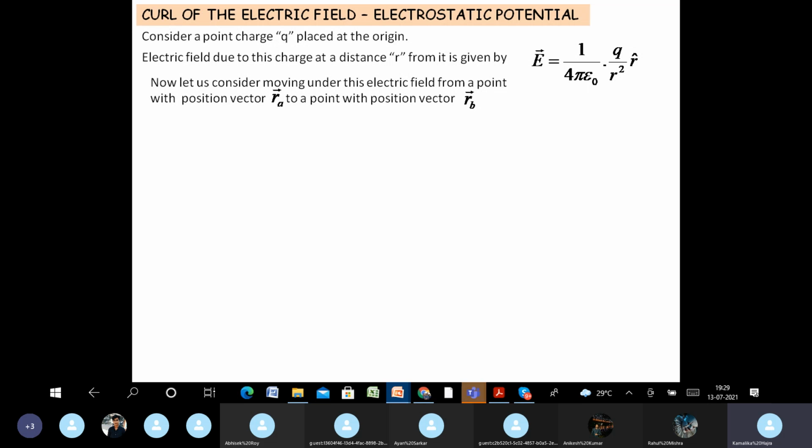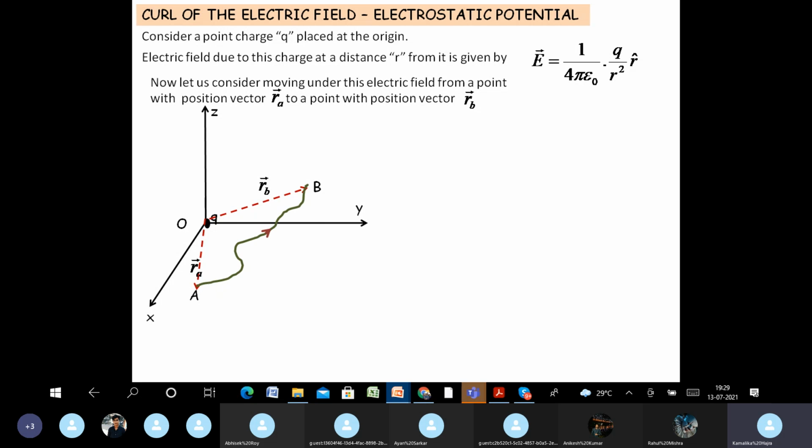Now if we want to move from one point to another under the effect of this electric field, then we saw that, suppose this is the charge placed at the origin, and these are the position coordinates of 2 points A and B with respect to the origin. To move from the point A to B under the influence of the field due to this charge Q, we have to calculate the integral from A to B of E dot dl.